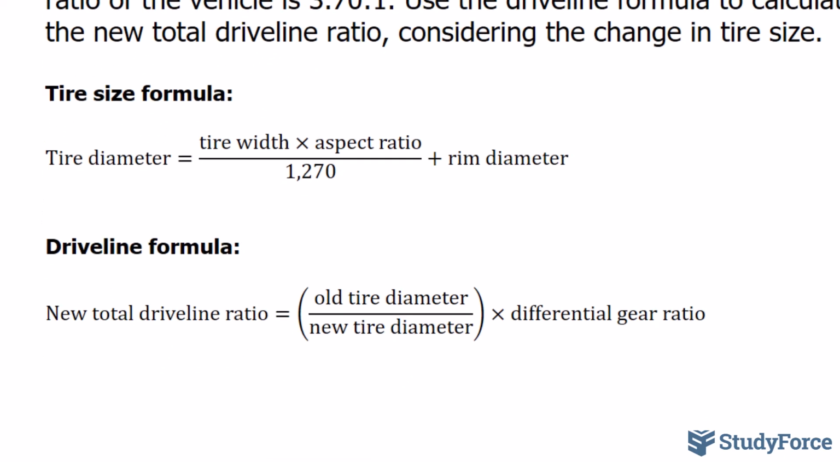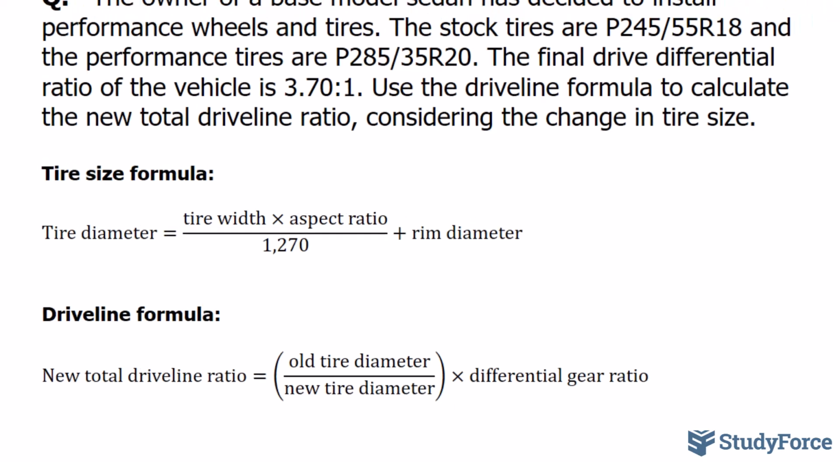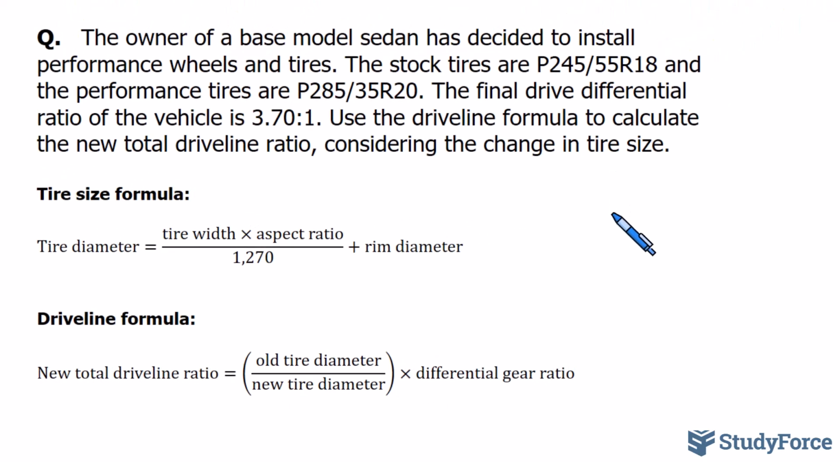Use the driveline formula to calculate the new total driveline ratio, considering the change in tire size. In order to find the new ratio, we need the old tire diameter, divide it by the new tire diameter, and then multiply that by the differential gear ratio, which in this case would be 3.7. So before we can use this formula, we need to calculate the tire diameter of the old tire and the tire diameter of the new tire. And we'll be using this formula to do that. Let's begin by finding the tire diameter of the old tire.